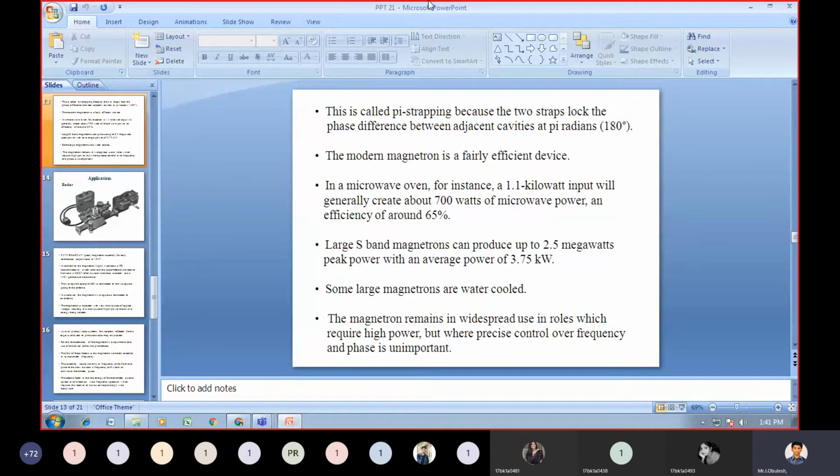Pi means 180 degrees, pi radians. Here also you need to pronounce it like pi-strapping. Sometimes some of the candidates will call it p or pi radians. This is called pi-strapping because the two straps lock the phase difference between adjacent cavities at pi radians.